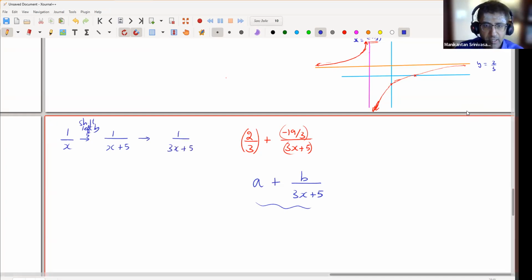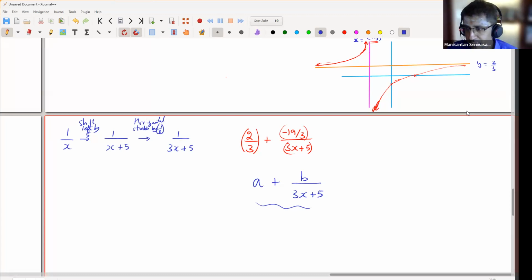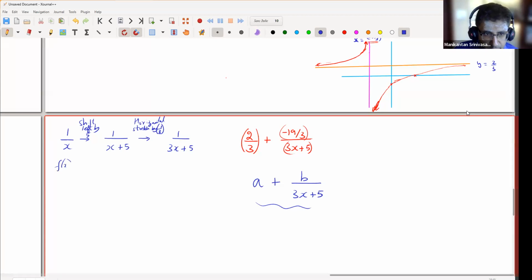And then now I can do 1 by 3x plus 5. How can I do that? Now every x has been replaced with 3x, which means the graph has shrunk. So it's a horizontal shrink, right? Horizontal stretch by a factor of 1 by 3. Are you guys with me? f of x has become f of x plus 5 in the first step. In the second step, g of x has become g of 3x.